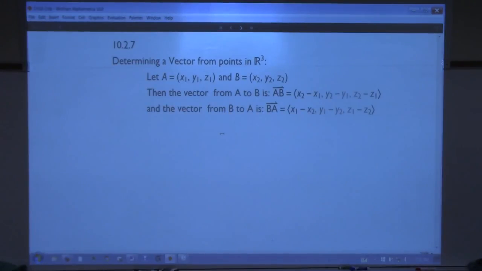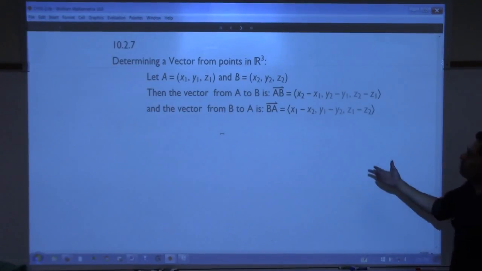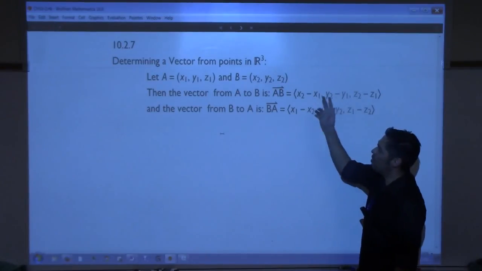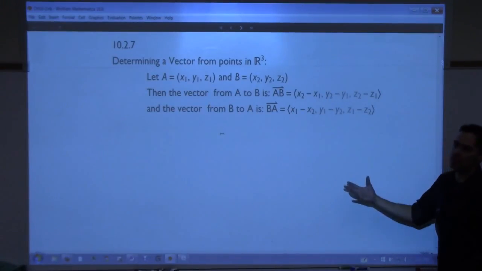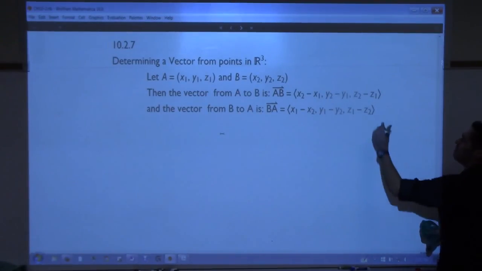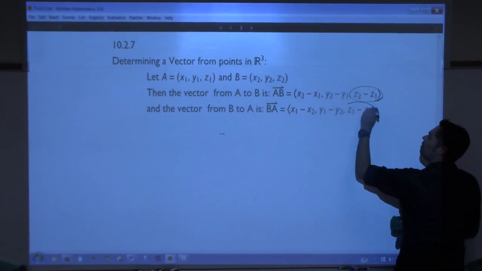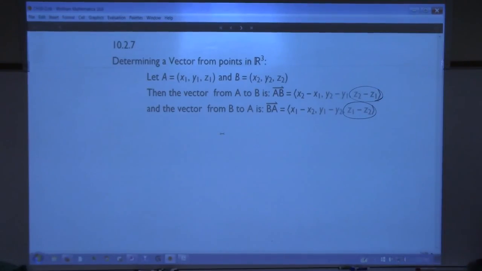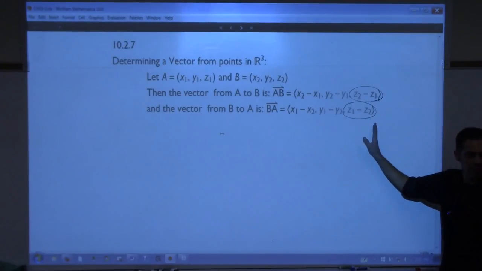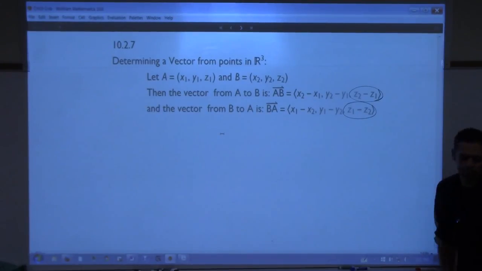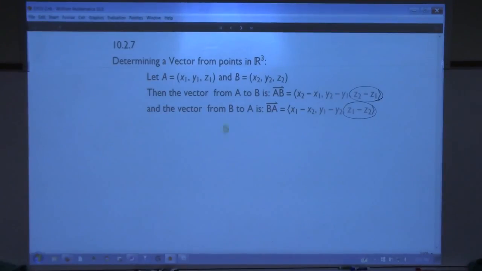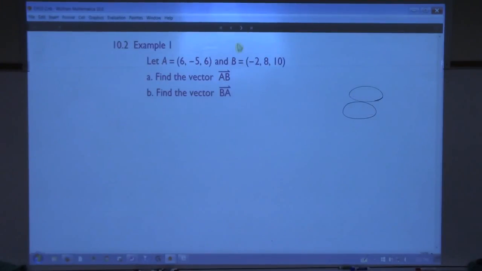So if we're in three-dimensional space, then you want to go from A to B or B to A. It's the same thing that you do in two-dimensional space, except you have one additional piece that you have to calculate. You just have to get that third piece of the vector. Understand? Let's just do one of these.